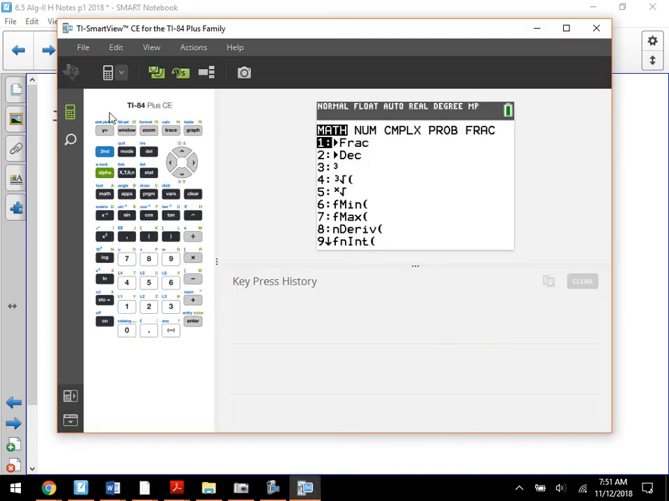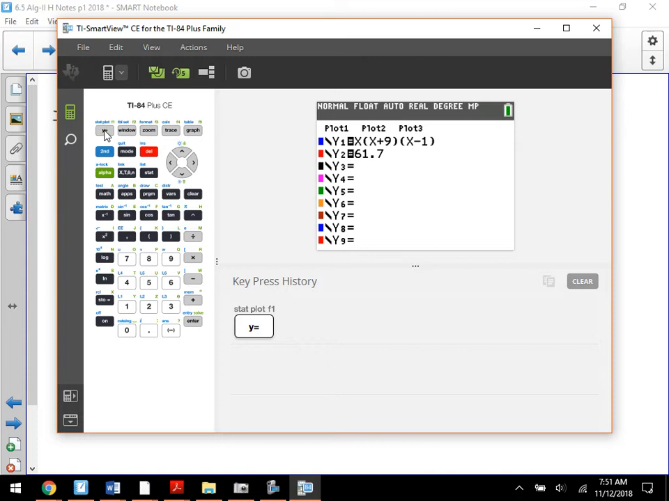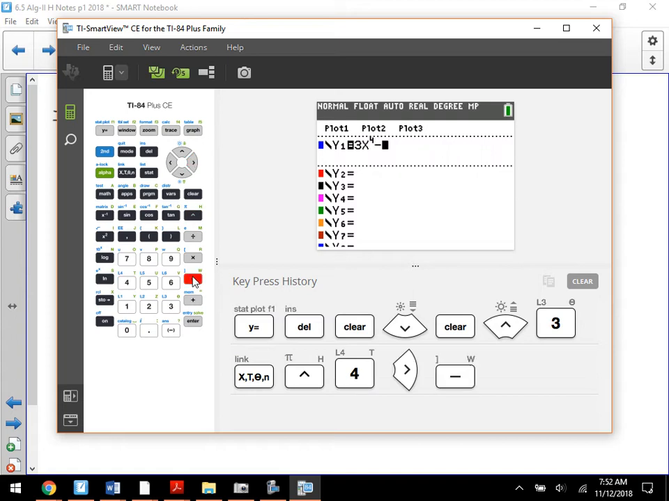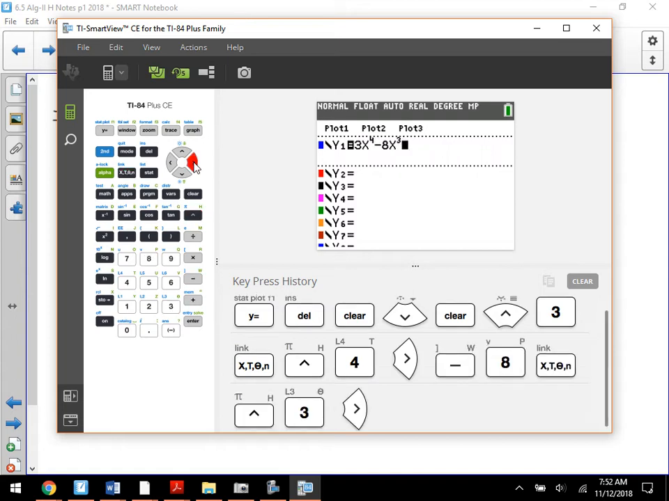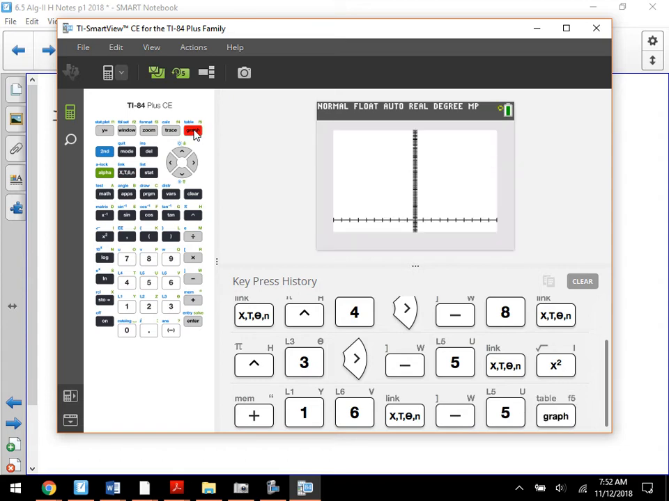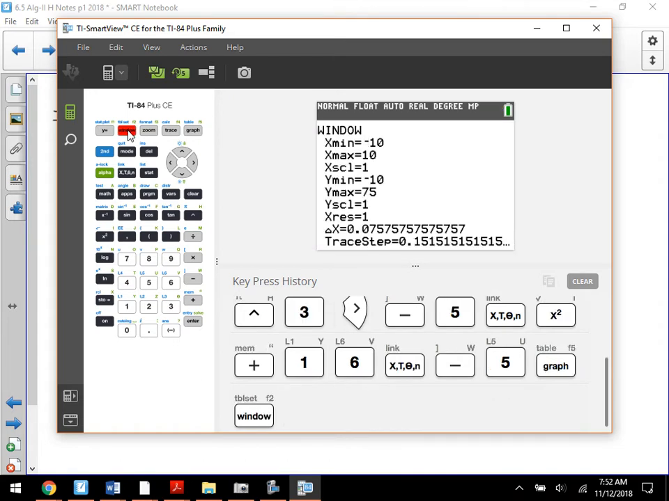Let's see. Y equals. Was it 3x squared or 3x to the 4th? Plus 16. Thank you, ma'am. Change my window around here so I can see it a little better.